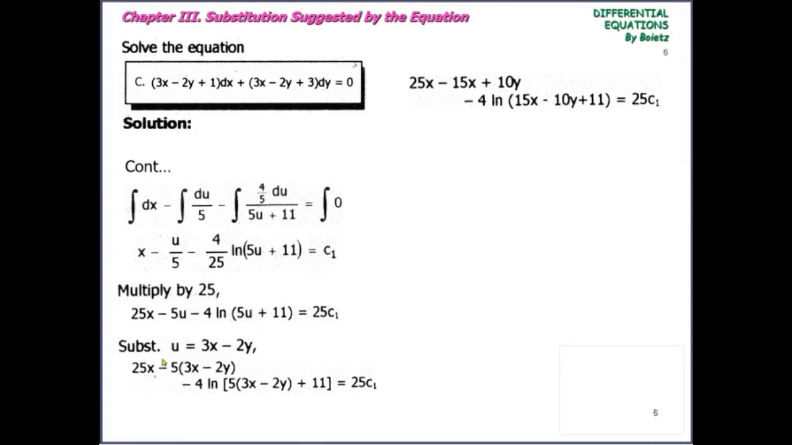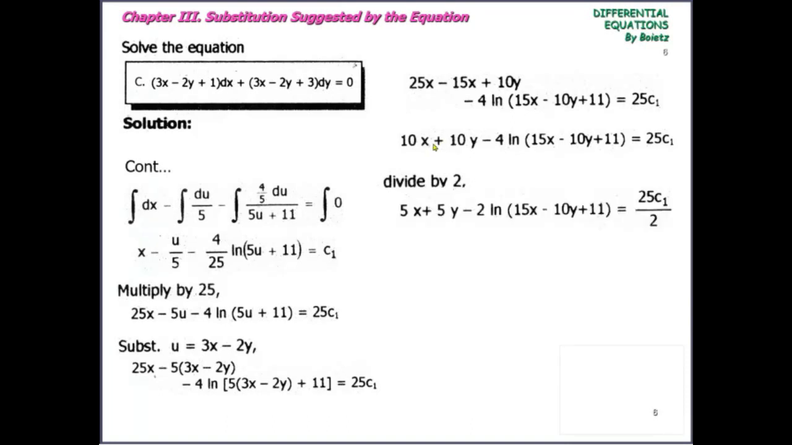Then this will become 25x minus 15x plus 10y, and then minus 4 ln of this. Then simplify: 15x minus 10y plus 11 is equal to 25 C1. Simplify again, we can combine these. This will become 10x plus 10y minus 4 ln of this, equals 25 C1. Then divide by 2: 5x plus 5y minus 2 ln of (15x minus 10y plus 11) is equal to 25 over 2.